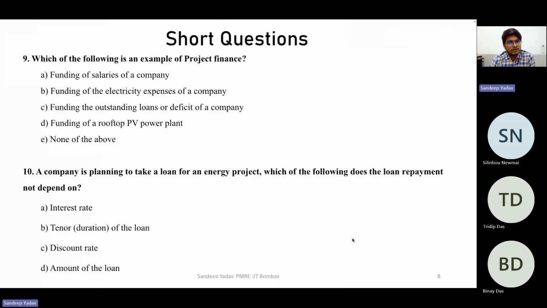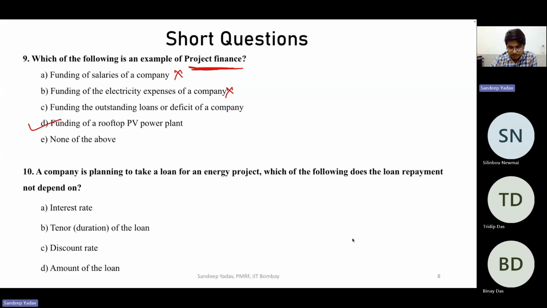Now moving ahead, which of the following is an example of project finance? Funding of salaries of a company, funding of electricity expenses of a company, funding the outstanding loans or deficit of a company, funding of a rooftop PV power plant, or none of the above. Anybody want to give a try? Funding of salaries of the company's employees is a basic expenditure of the company, so that will not be it. Funding of the electricity bill is a basic expense. Funding of outstanding loans and deficit of a company is not project finance. But the funding of a rooftop PV project is an example of project finance.